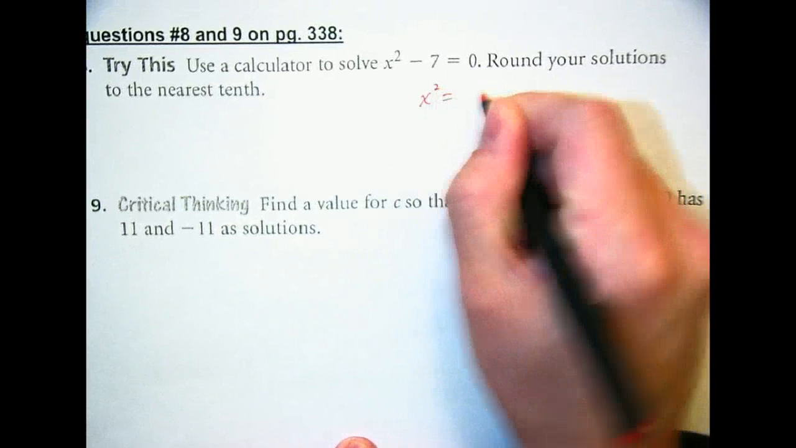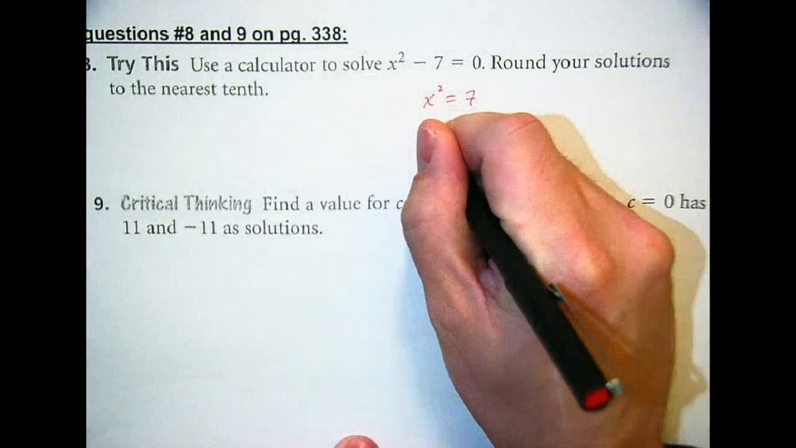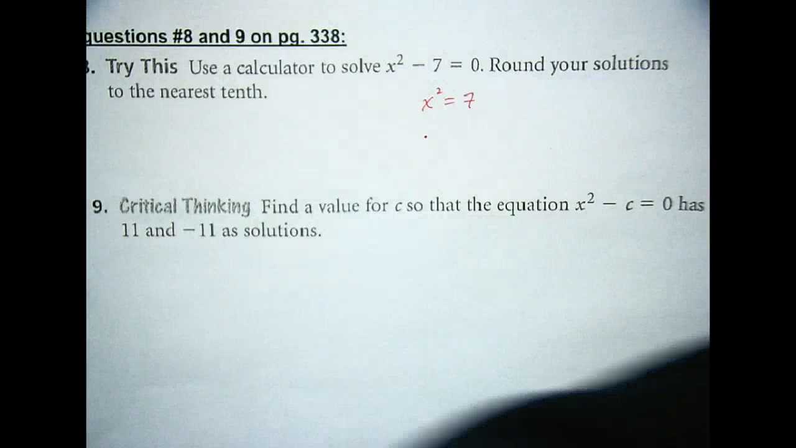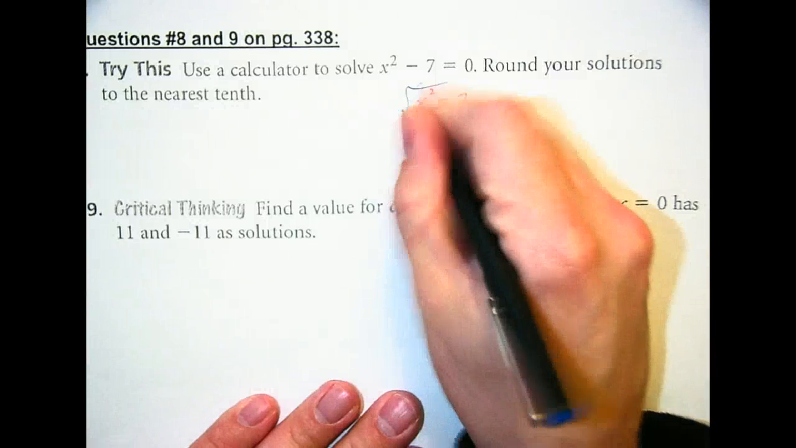X squared equals 7. Everyone get that far? Then what did you do? How did you undo squaring something? Quickly. Take the square root. Good. Undo squaring, take the root, they cancel.